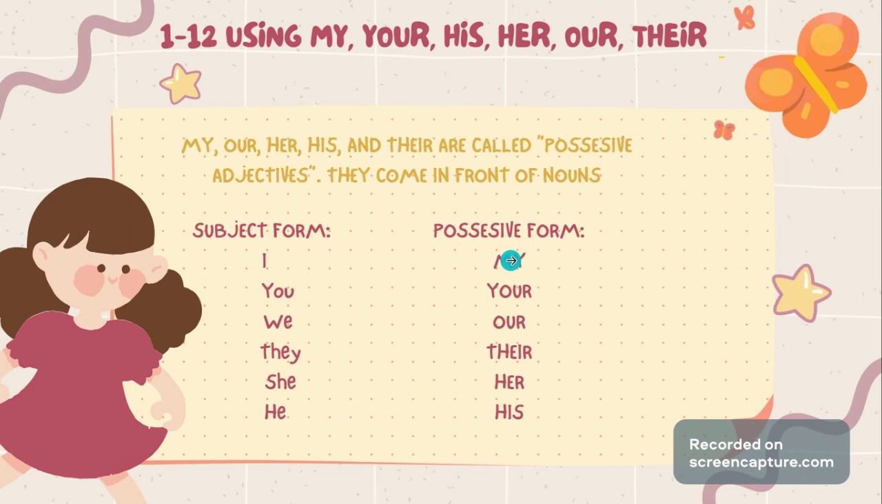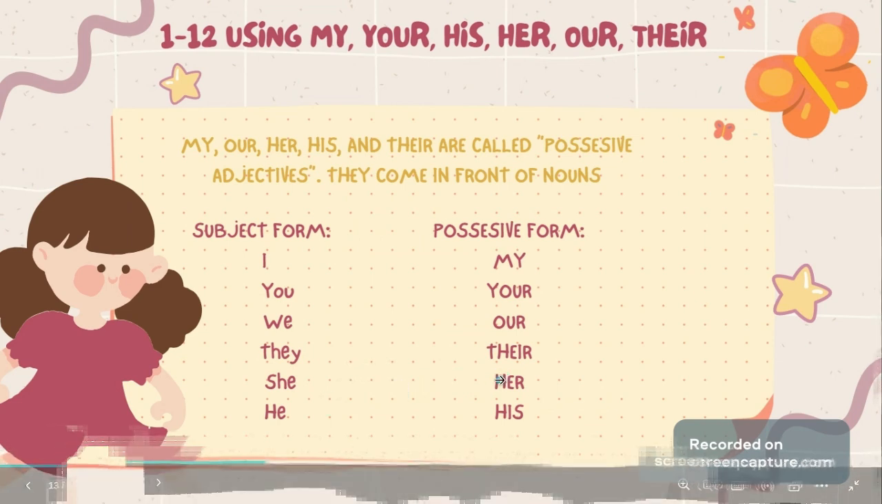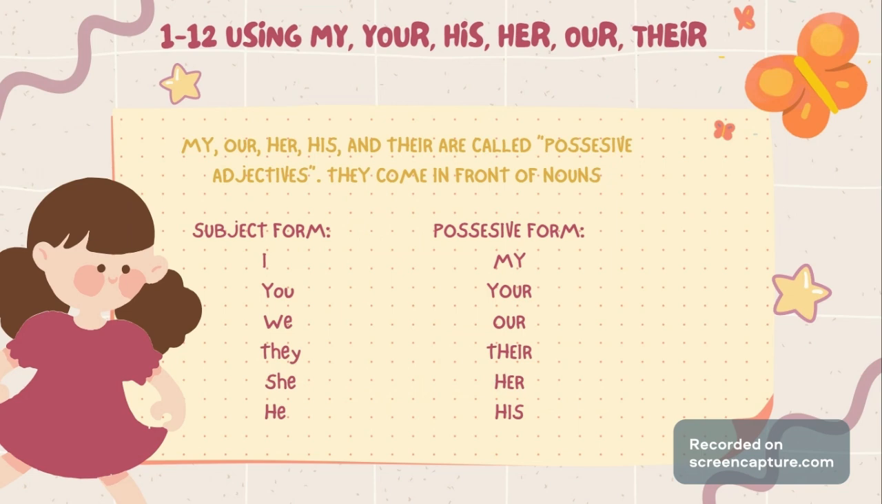So the subject form is I, the possessive form is my. If the subject form is you, the possessive form is your. If the subject form is we, the possessive form is our. If they, the possessive form is their. And she, her, and he, the possessive form is his. Okay, I will give some example. I love my boyfriend.